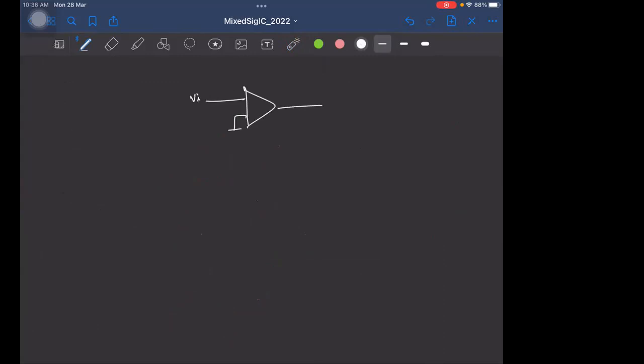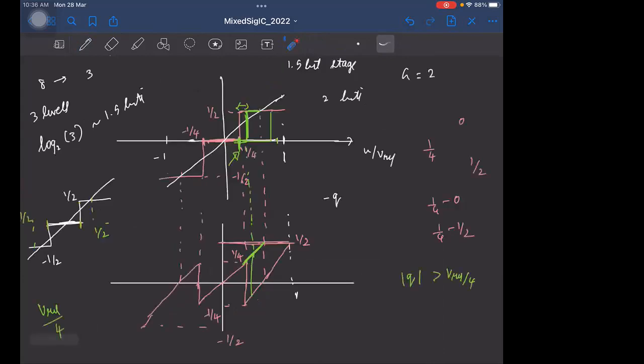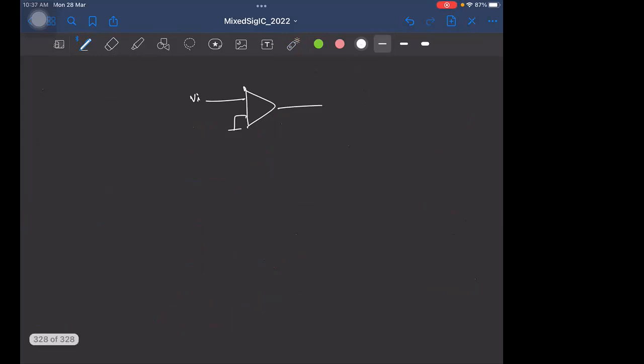So now you cannot simply have one comparator, because how many decision levels are there here? 2, right? I mean, 3 output levels are there, but the decision you are making is by comparing the input with these 2 levels. So you need to have 2 comparators here. One compares with minus VREF by 4, and one compares with plus VREF by 4. Again, the output is 2 bits, but it has information corresponding to only 3 levels.